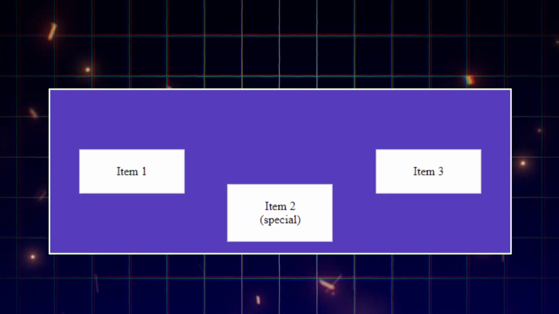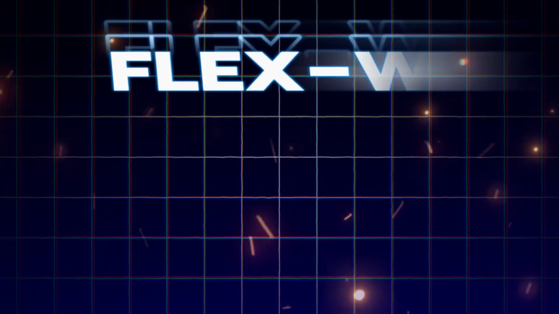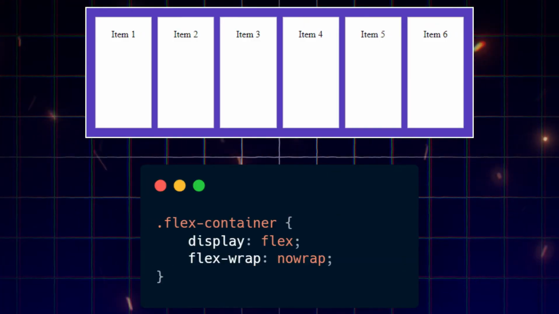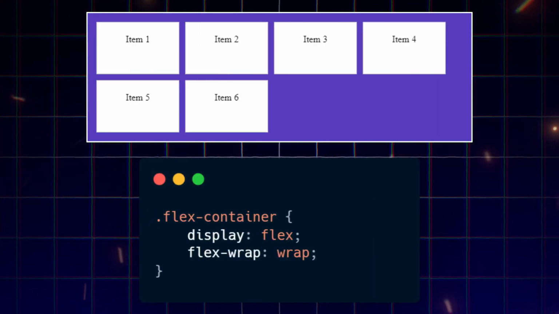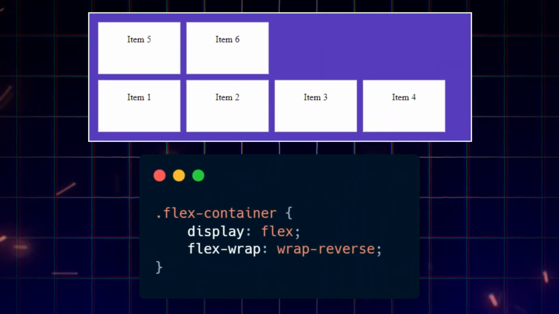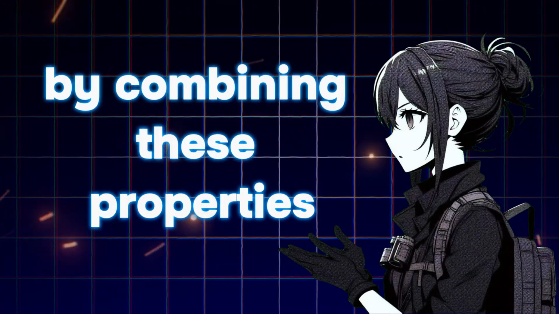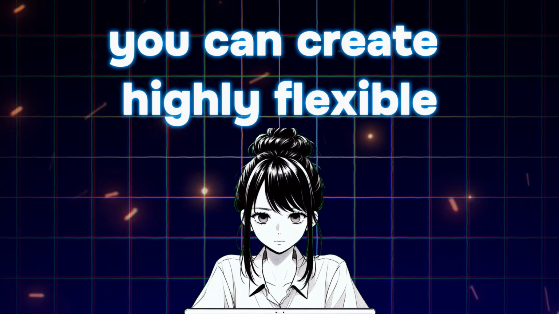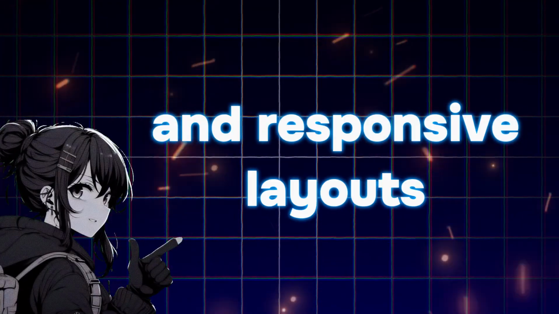for specific items. The flex wrap property controls whether flex items are forced onto one line or can wrap onto multiple lines. Wrap reverse does the same but in reverse order. By combining these properties, you can create highly flexible and responsive layouts.